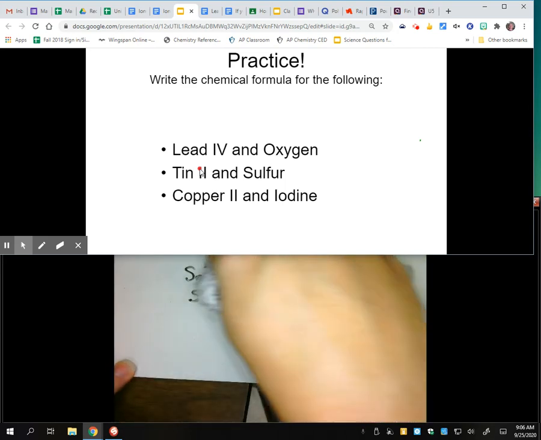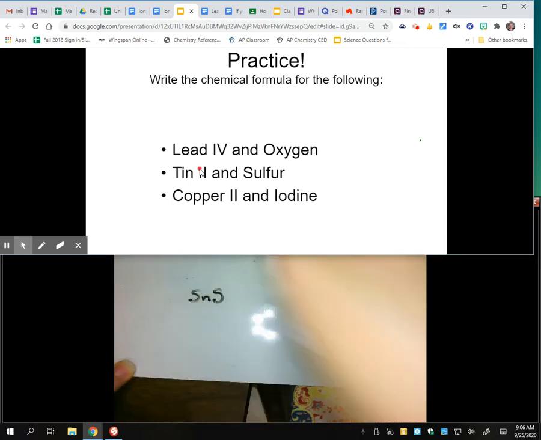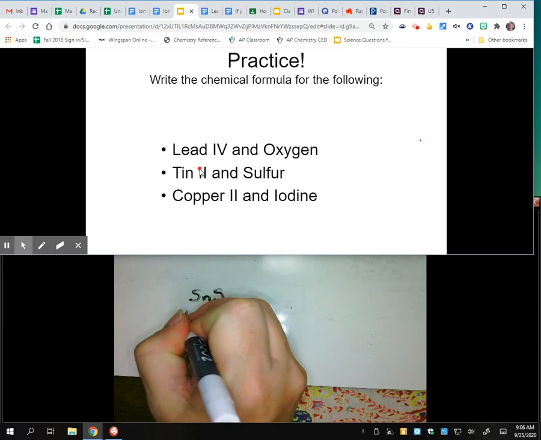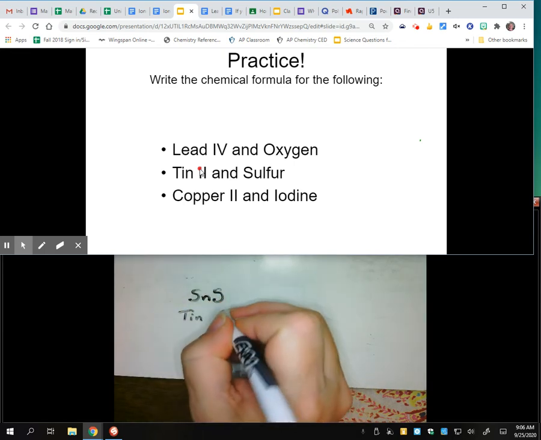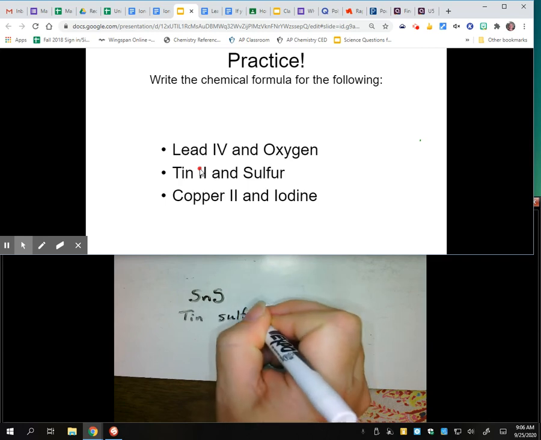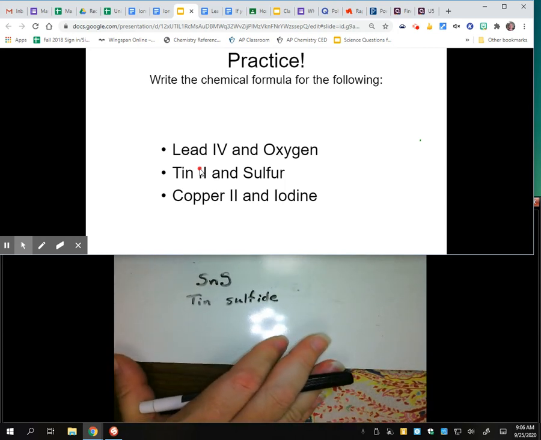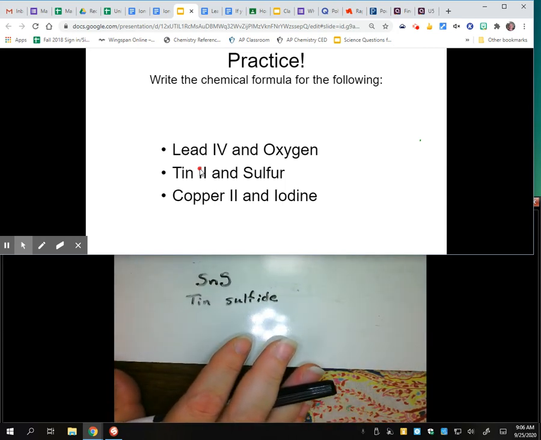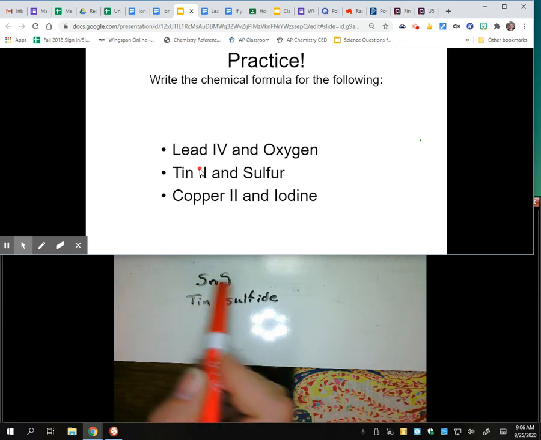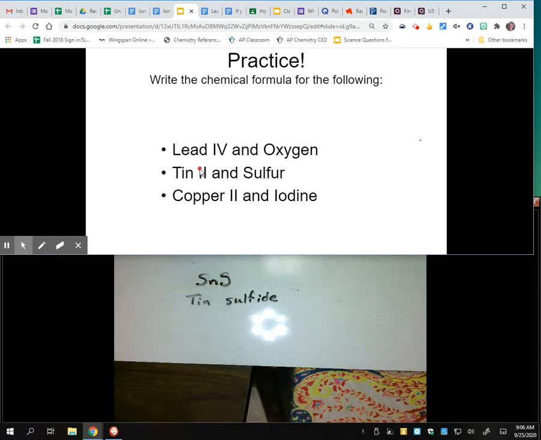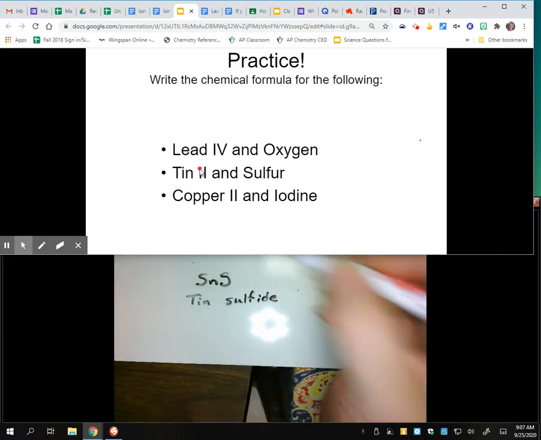Now, if we didn't know that it was tin 2, and we're only given this, how could we figure out the name of this particular substance? Well, I know that Sn is tin, and then S is sulf, and it's an element, so it ends in IDE. So tin sulfide, but we need to indicate which tin it is. Is it tin 2 or is it tin 4? Well, I can't uncrisscross anything because I don't have any subscripts here. So what we're going to have to do is actually figure out what the charge of tin is. And we're going to do that with our knowledge of formula writing.